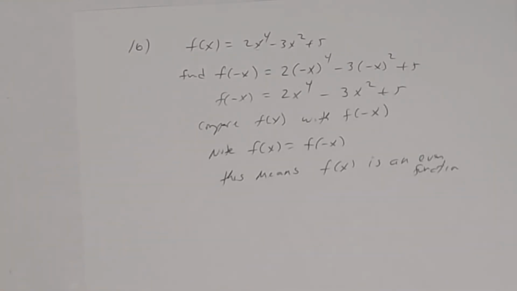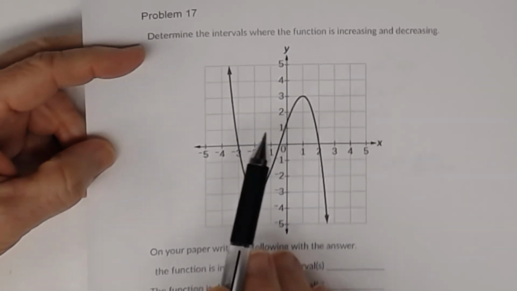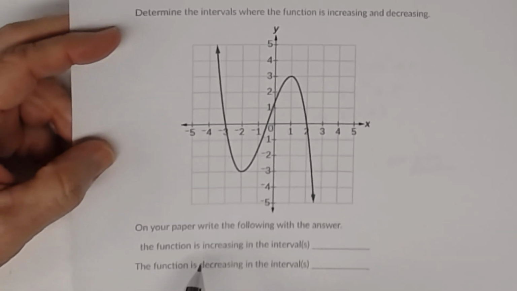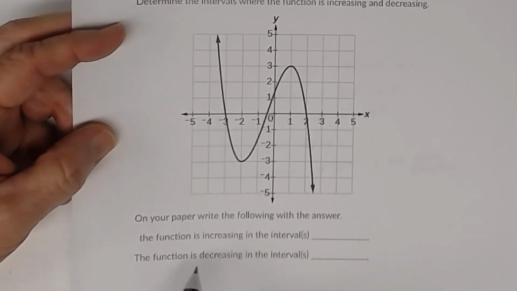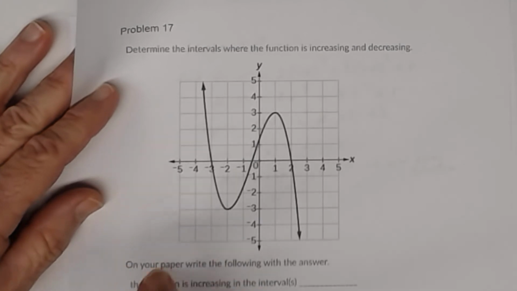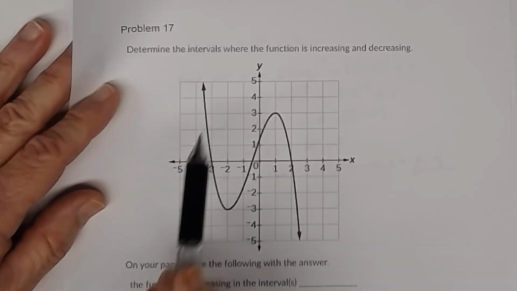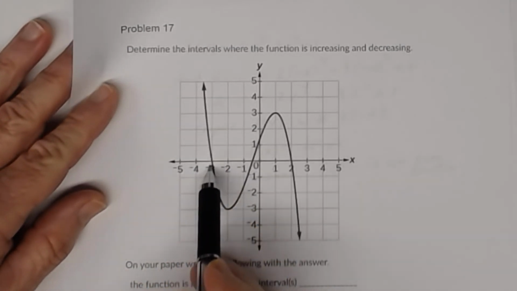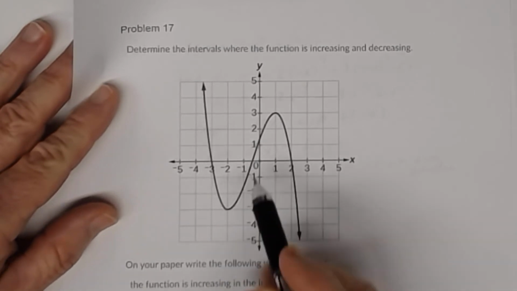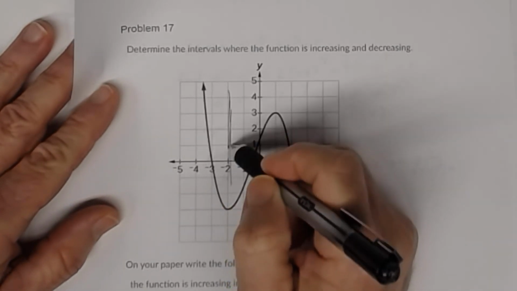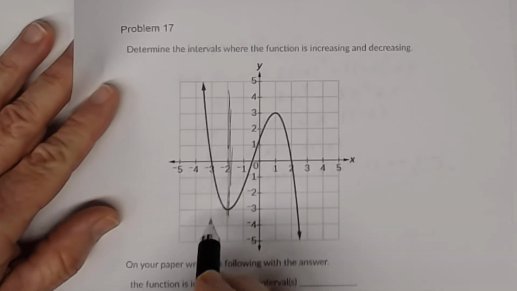Number 17. In 17, you're given a graph of a polynomial function, and you want to find out where the function is increasing and where it's decreasing. Remember, you always go from left to right. As you go from left to right, your y values are decreasing, and then all of a sudden they're increasing. So the change is here, at negative 2.